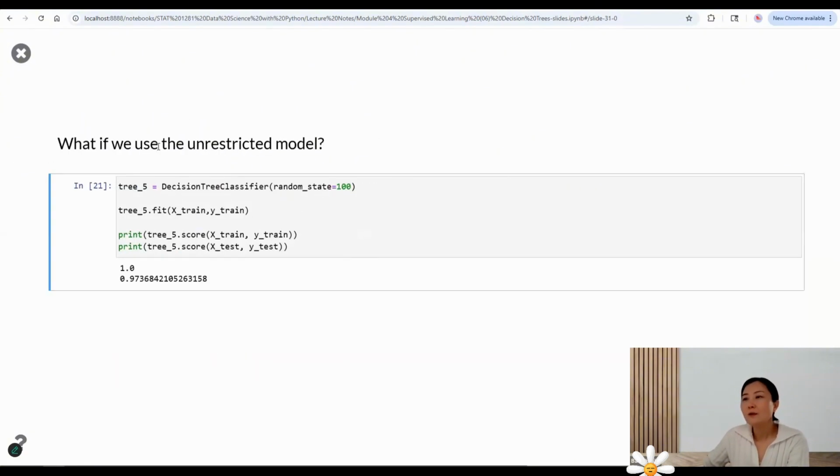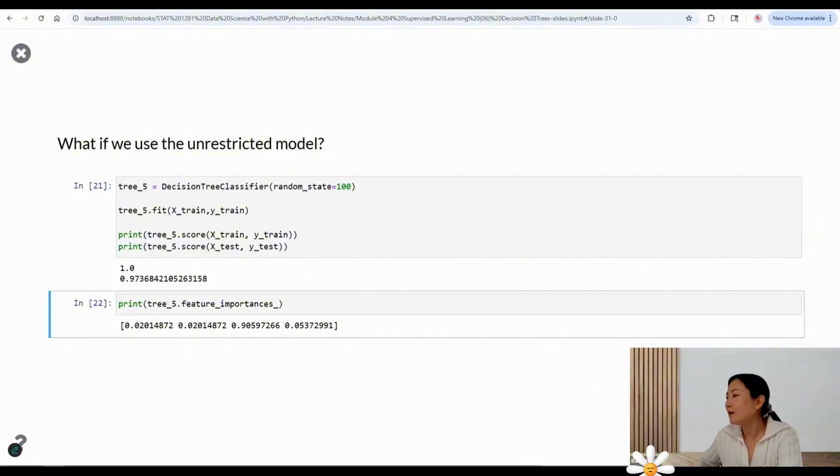All right. Then what if we use an unrestricted model? The training set can yield 100% accuracy, and the test set has about 97.4% accuracy. Not bad. That is basically because the iris data set is very, very regular. So even if we don't do any restriction, we still have very good accuracy on the test set. But pay attention to the 100% accuracy on the training set. This is usually an alarm of overfitting.